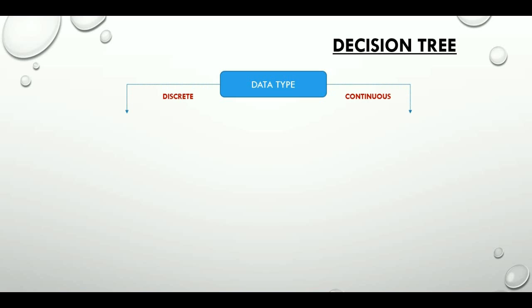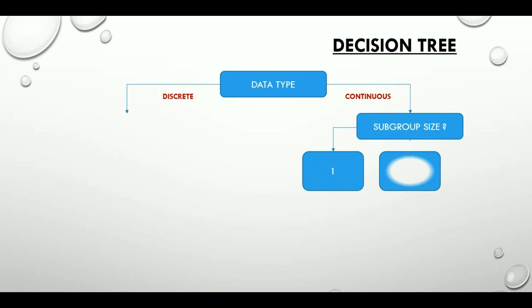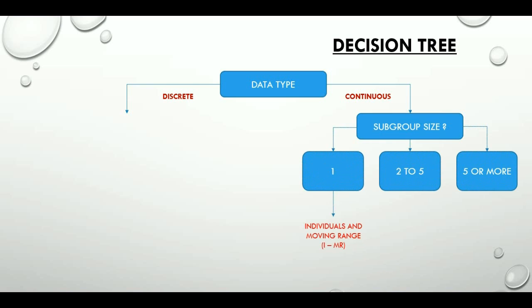For continuous data, we check the subgroup size. A subgroup is a group of units that are created under the same set of conditions. It represents the process as a whole. Subgroup size could be 1, 2 to 5, or 5 and more. If it is 1, we use an individuals and moving range chart, IMR chart. For 2 to 5, we use X bar and range chart, that is X bar R chart. And for 5 or more, we use an X bar and standard deviation chart, which is also known as X bar S chart.